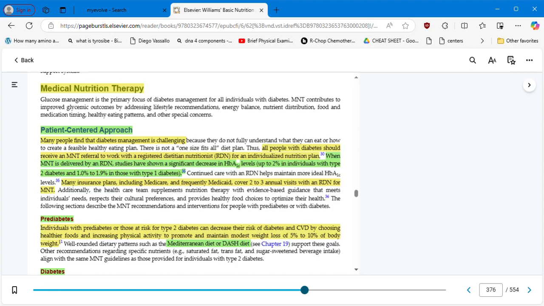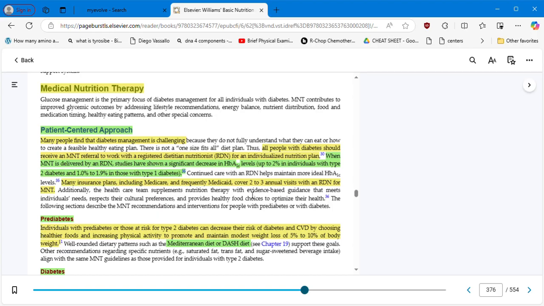When medical nutrition therapy is delivered by a registered dietitian, studies have shown a significant decrease in A1C levels, up to 2% in individuals with type 2 diabetes, and 1% to almost 2% in those with type 1 diabetes. Of course, if you have somebody who is monitoring you, who's teaching you, and they have the time, and they know how to treat each condition.